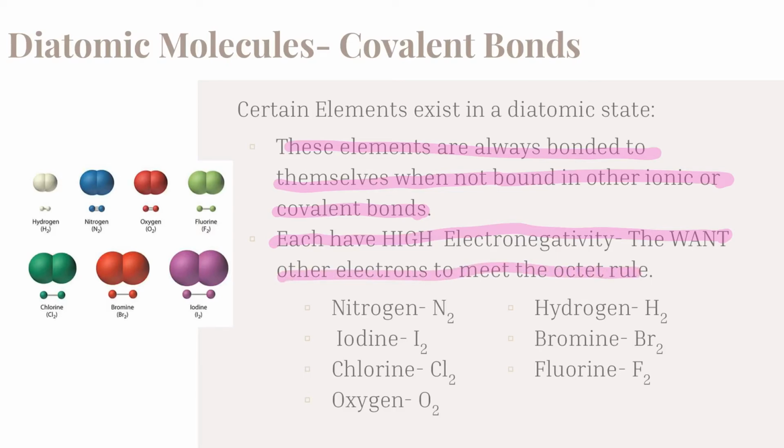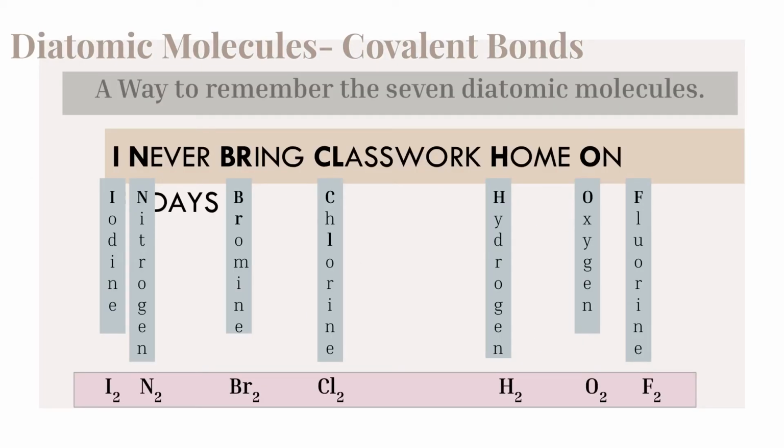So the diatomic molecules are nitrogen, iodine, chlorine, oxygen, hydrogen, bromine, and fluorine. Here's a way to remember which ones are diatomic molecules: I never bring classwork home on Fridays. So iodine, nitrogen, bromine, chlorine, hydrogen, oxygen, and fluorine.